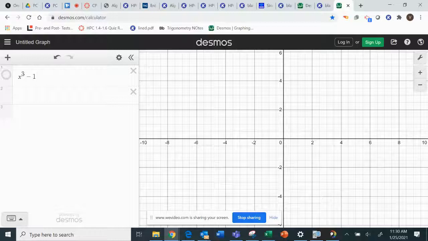The degree is telling us how many zeros we will have. What's the maximum number of zeros we could have for x cubed minus 1? 3. Okay. Now, we could have 1 zero that happens 3 times. We could have 3 different ones.